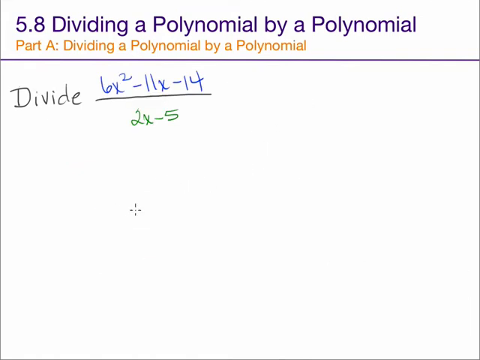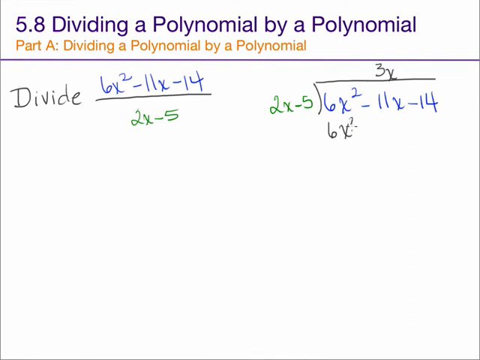Here's another one. Recognizing that the first thing we need to do is rewrite the problem in the form of a long division question, then we can start approximating. What do I need to multiply by 2x to get 6x squared? Well, 3 times 2 will give me 6, and x times x will give me x squared.